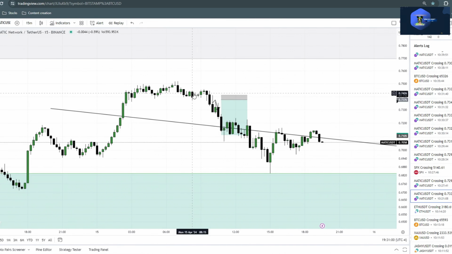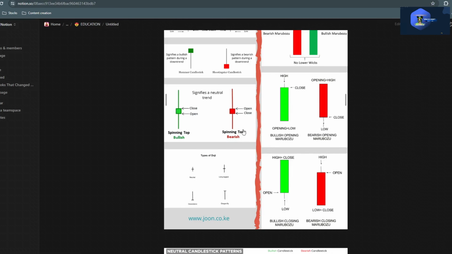So if some people are shorting and some people are longing, when they are longing, the price goes up. When there are more people longing, the price moves up. When there are more people shorting, the price moves down. Okay? So that's what we're trying to understand, and that's what you need to know.